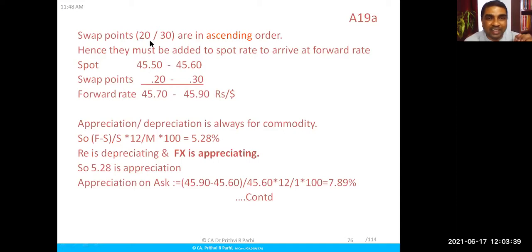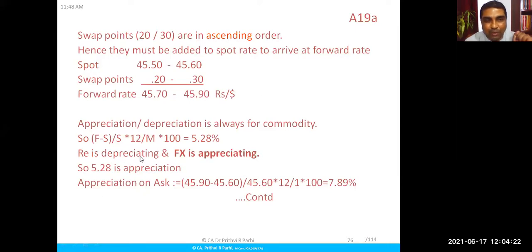Swap points of 20, 30 are in ascending order. Hence, they must be added to the spot rate to arrive at the forward rate, which we had discussed some time before. Since the spot rate is this one, swap points 0.2 and 0.3 need to be added. So you get the forward rate as this much rupees per dollar. Dollar is appreciating. When you talk about appreciation, it is always on the commodity; here dollar is the commodity. What is the percentage of appreciation? Now you know this is the forward rate and this is the spot rate, so you can find the percentage of appreciation.